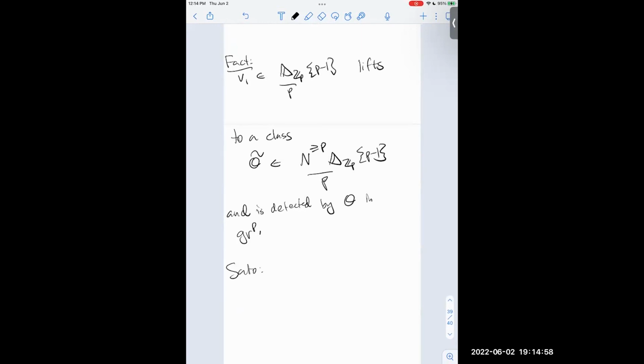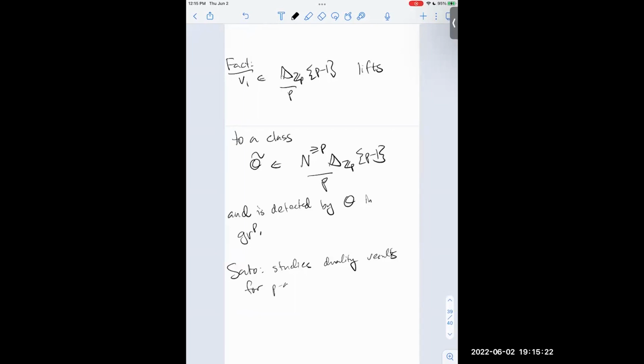So let me just write. Sato studies duality results for, sorry, maybe I should have said that, Sato calls this modified p-adic nearby cycles construction p-adic étale Tate twists, and proves some duality results for them. And I think the duality is with the syntomic complexes with supports on the special fiber.